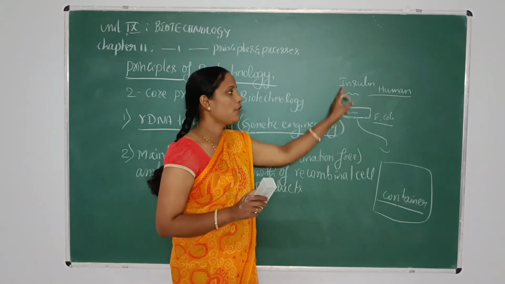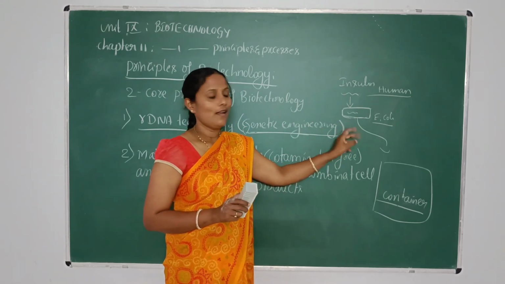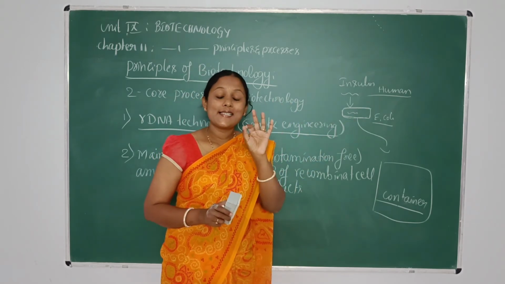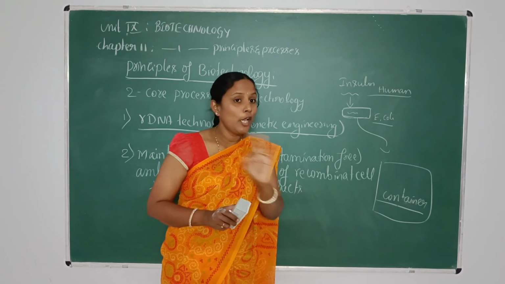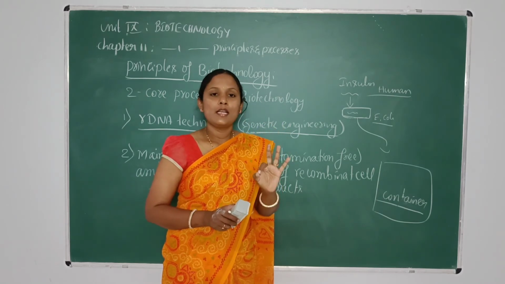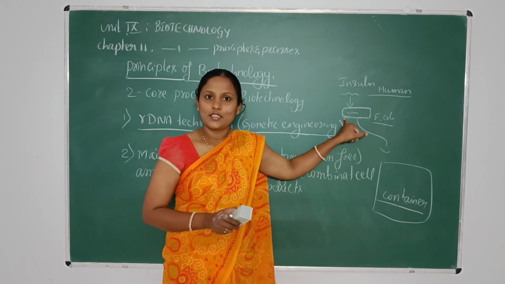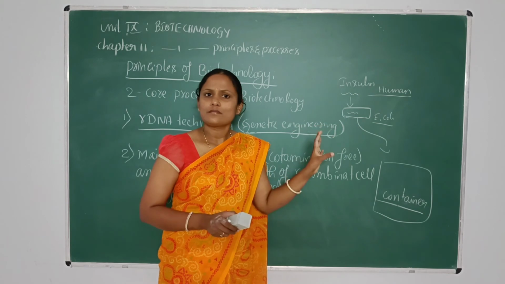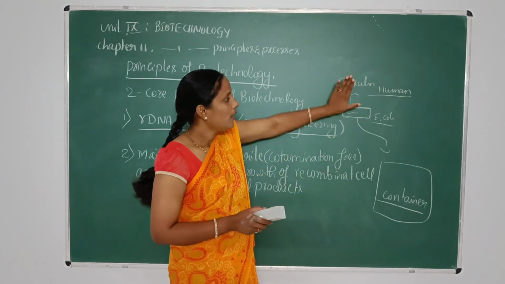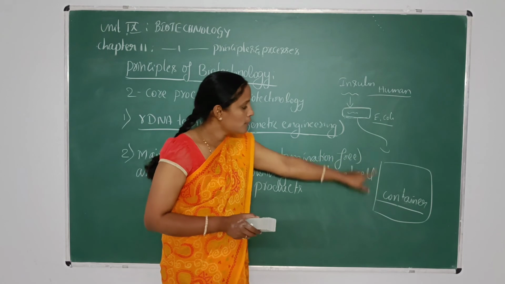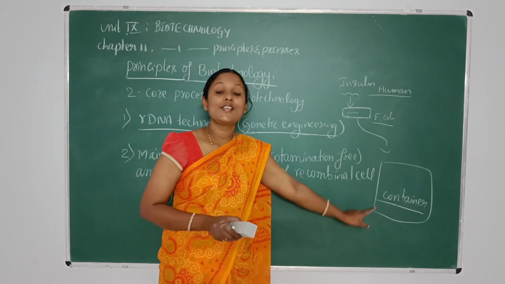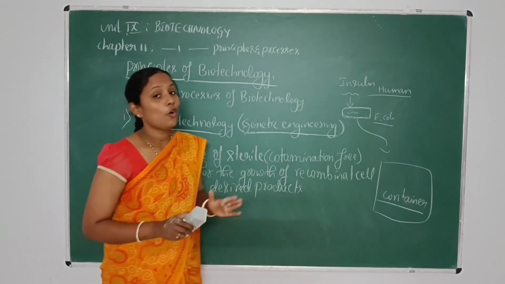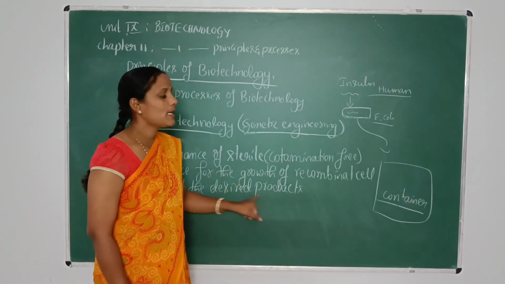So I told you there are two core processes. One is the creation of the recombinant cell. After constructing a recombinant cell, in order to grow it in a sterile condition, we should not allow any other organisms to grow along with it. If that happens, our work will be of no use. So as important as the first process is, this one is equally important: creating a sterile environment in order to grow the recombinant cell to get a desired product.